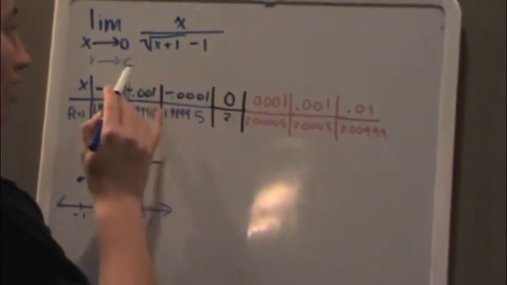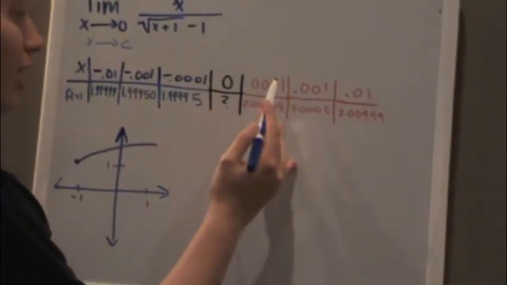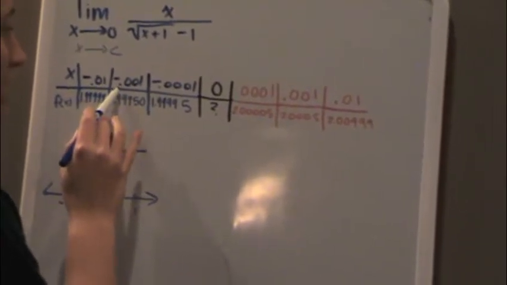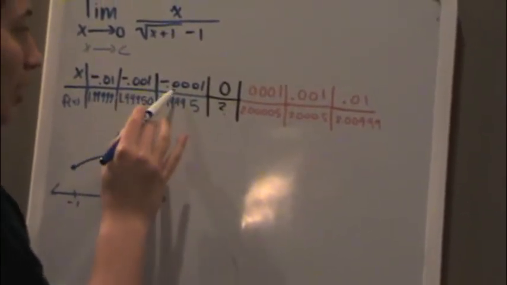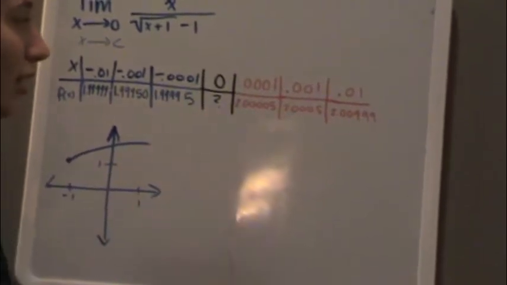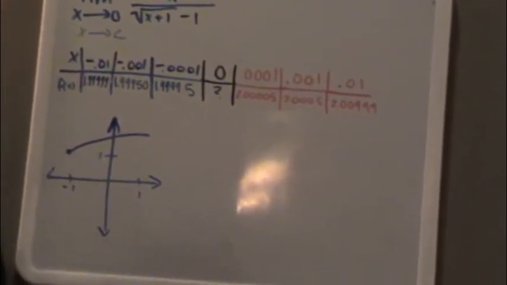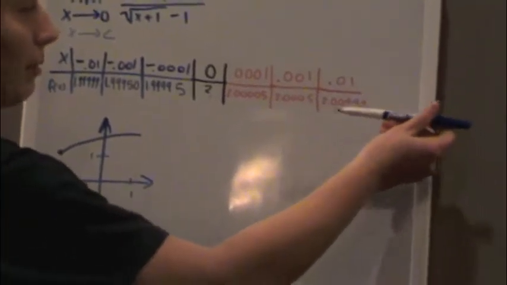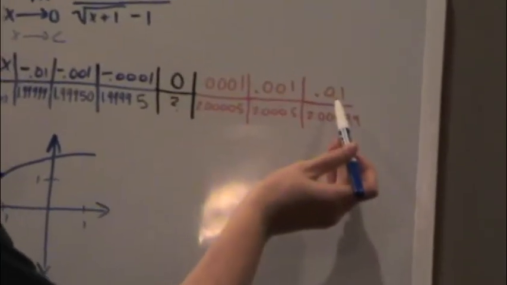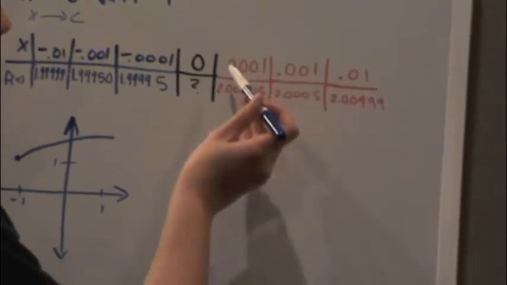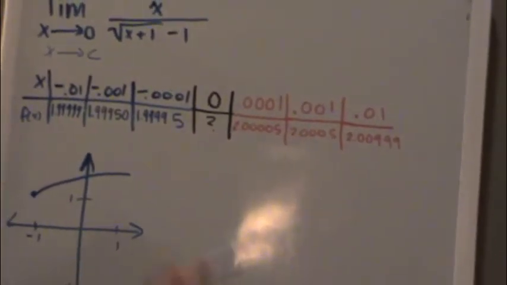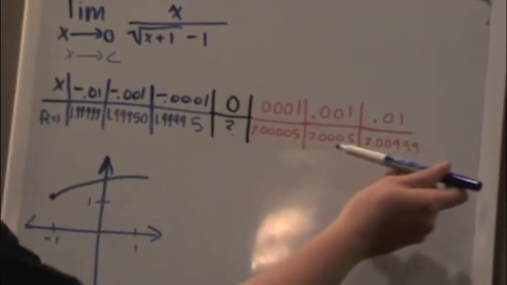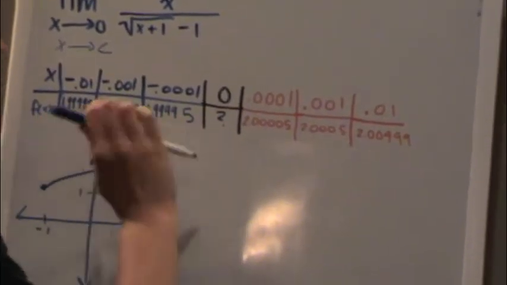So since our c in this case is 0, we're going to plug in negative 0.01, and it gets closer, negative 0.001, and even closer, negative 0.0001, because there's an infinite amount of halves until you approach any number. And then coming from the right, we have 0.01, 0.001, 0.0001, and then you just plug those numbers into the equation and see what number is the same that each side's approaching.